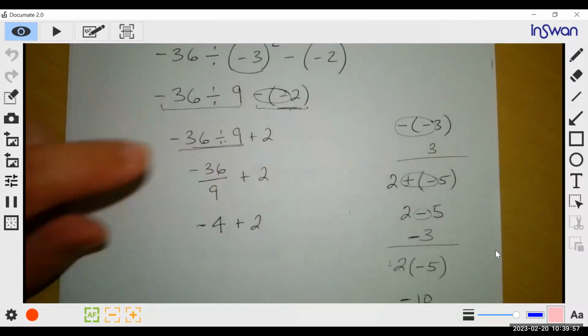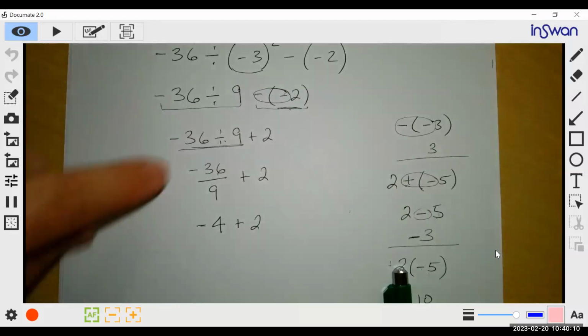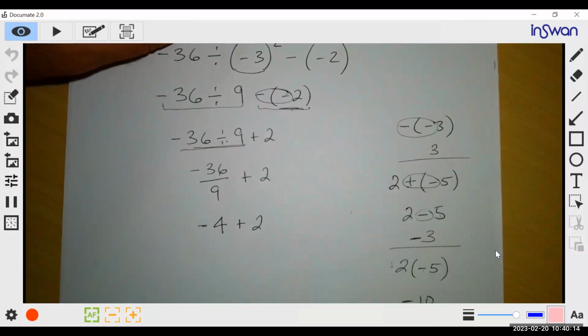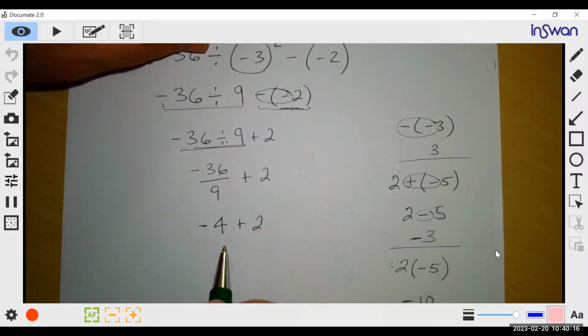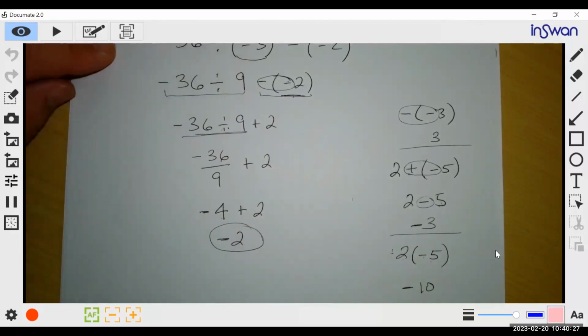Yeah, you just have to work on it. Or you can do the finger method, make 36. And what finger did you put down? The 4th. So 36, you put down the 4th finger. So 36 divided by 9 is 4. Negative 4 plus 2, is the answer going to be positive or negative? Negative, because the 4 is bigger than 2 and it's negative. 4 minus 2 is 2.